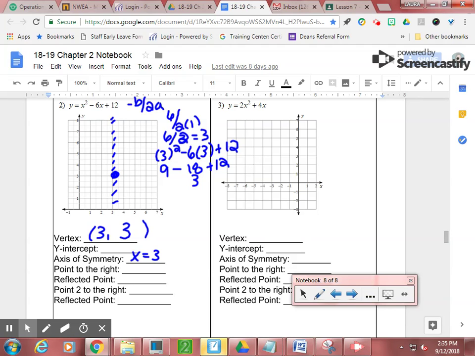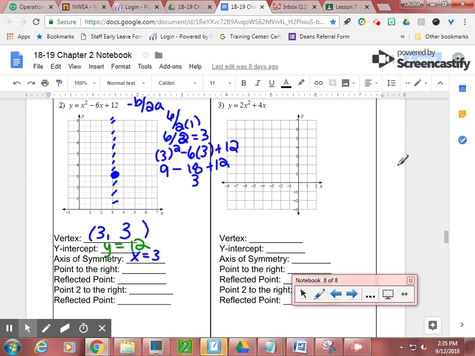I also want to look for my y-intercept. In this case, the y-intercept is at y equals 12, which is not on our graph. And that's okay. We know what it is. We know that it should be high up there. So we can kind of just guess and check based on our graph.